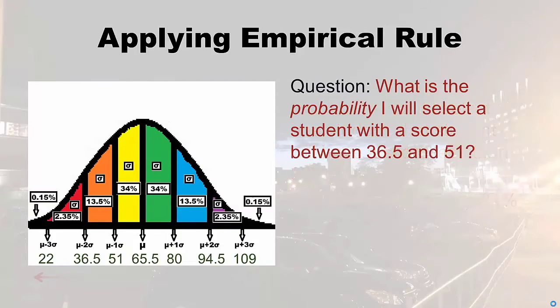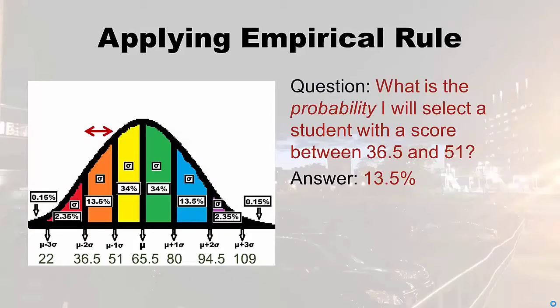Okay, here's another probability question. What is the probability I will select a student with a score between 36.5 and 51? That's the same question as what percent of the data are between 36.5 and 51, which you would know the answer to. That would be 13.5%. That's the orange part, right? So let's say that we were at a casino and we were betting.